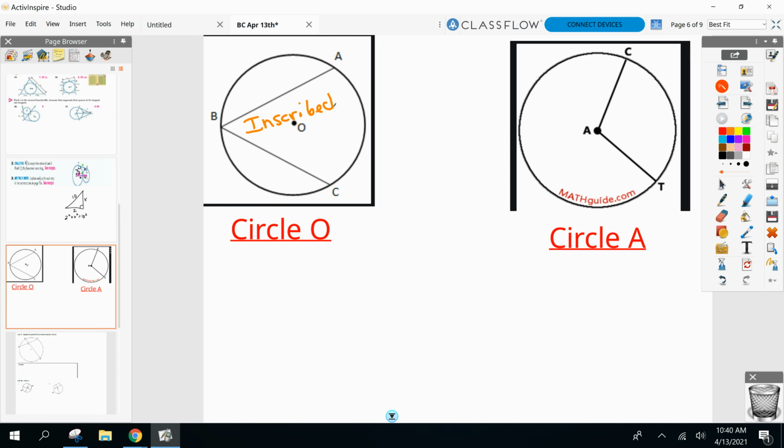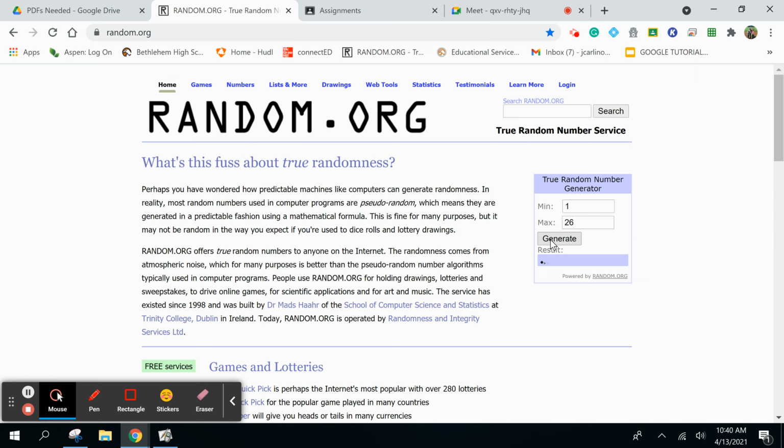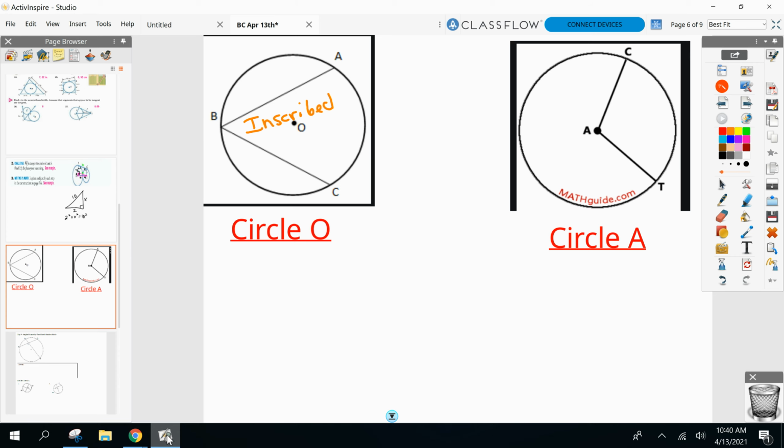What about circle A now? What type of angle is CAT? This is going back to, I think, day 2. CAT, 15. Will, what type of angle am I working with, CAT? Central. That's a central angle. Nice job.